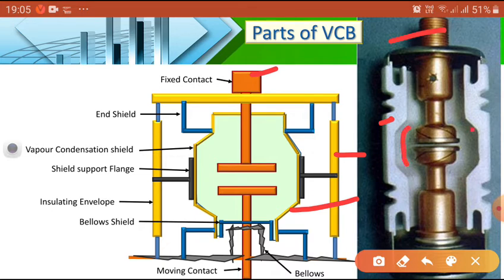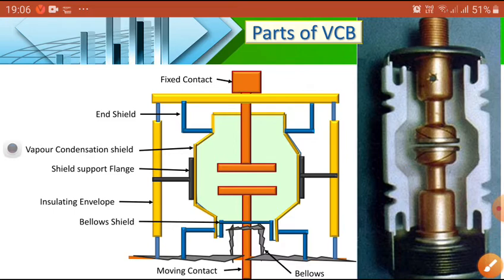So you can see the inside. You can see one metallic stainless steel. Here is removed, I think. Now this is the moving rod. Then here is the bellows shield. Now at the bottom is the stainless steel bellows, and inside they are going to create the vacuum. And this is the end coupling. So these are the parts. I think you have some idea on the parts of a VCB.